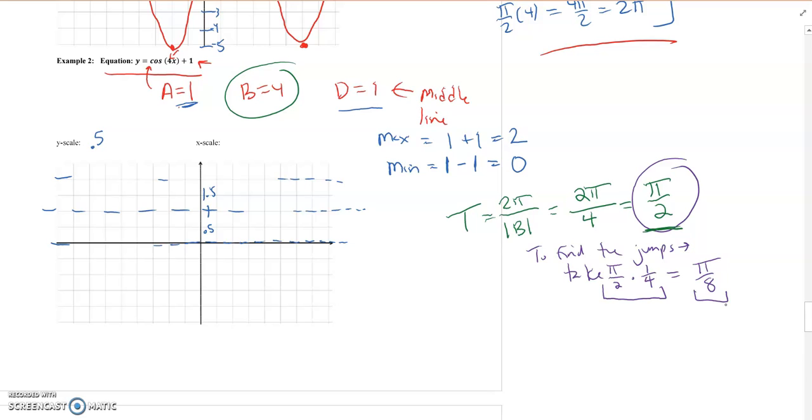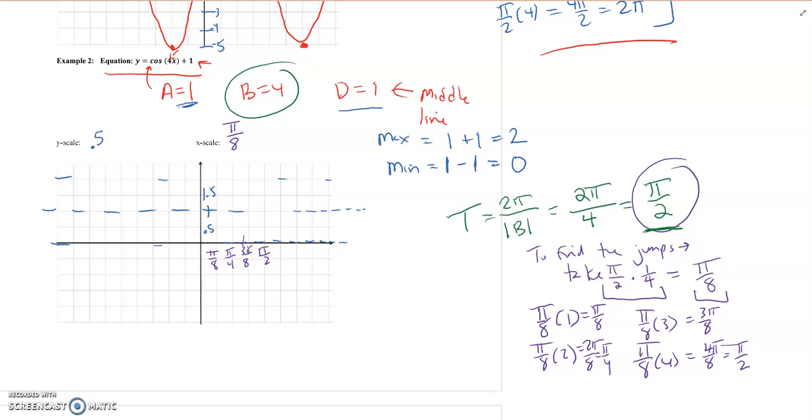In order to figure out each tick mark, we're going to take that pi over 8 and multiply it by 1, pi over 8 times 2, pi over 8 times 3, and pi over 8 times 4. To figure out our actual tick marks, we took pi over 8 and multiplied it by 1, 2, 3, and 4. When we simplified, we got pi over 8, 2 pi over 8, which becomes pi over 4, 3 pi over 8, which doesn't simplify, and then 4 pi over 8, which becomes pi over 2.